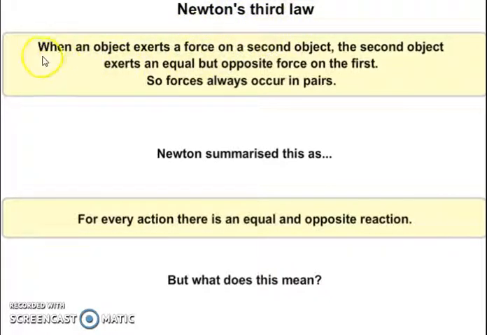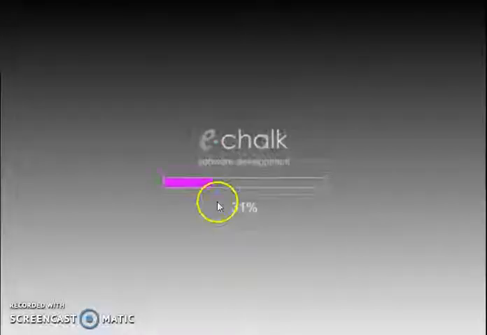I'm sure you've heard this before, but basically it's when an object exerts a force on a second object, the second object exerts an equal and opposite force on the first. Forces always occur in pairs. I believe you've probably heard this saying that for every action, there's an equal and opposite reaction. Okay, what does this mean?